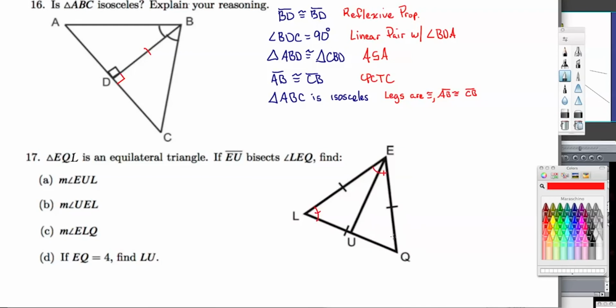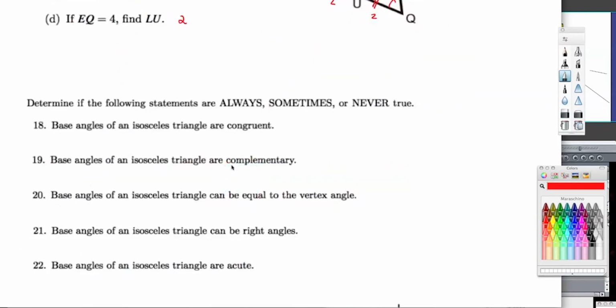17. Triangle EQL is an equilateral triangle. Segment EU bisects angle LEQ. Find the lengths. All right, so bisecting means cut in half. So we've got 60 cut in half. It gives us some 30s. And we know that when we bisect an equilateral triangle, we get a perpendicular bisector. So we're going to get half the lengths of 4. And that's it. You guys kind of figure that one out.